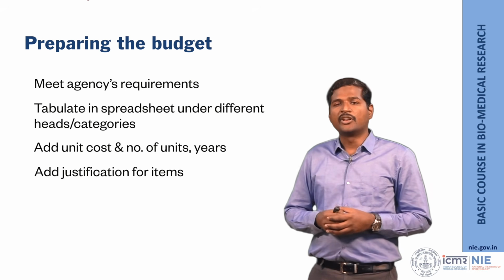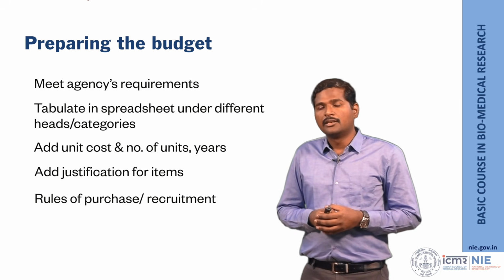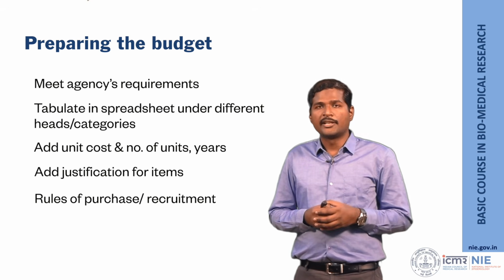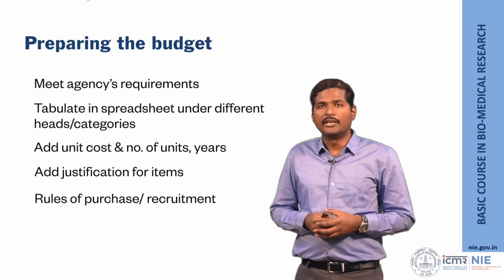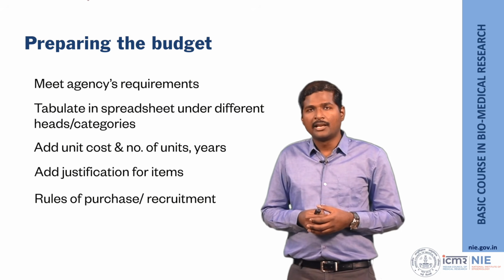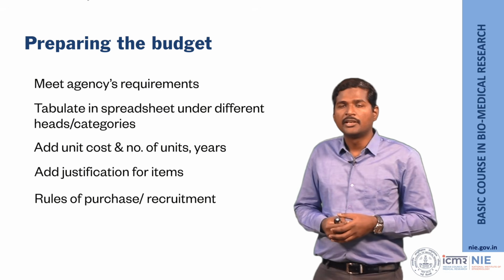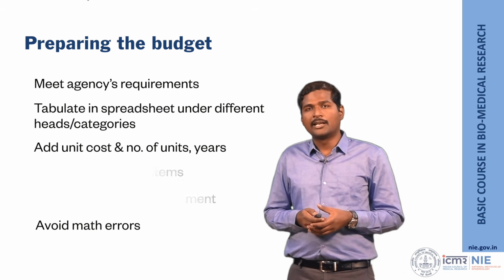Add justification for each item and follow the rules of purchase and recruitment. The agency will have certain rules to be followed for recruiting personnel and for buying equipment. Your institution will also have rules for recruiting personnel and for buying equipment. So make sure that you stay within those rules. And please avoid math errors in the calculation.